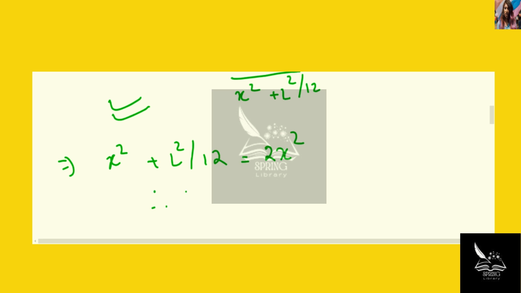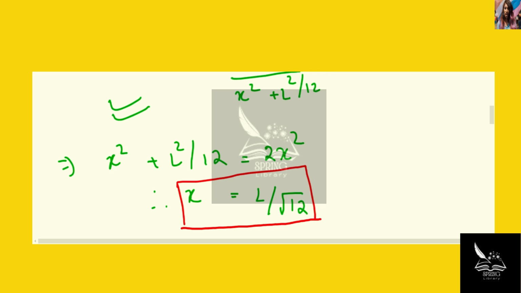Therefore, x equal to, how do we get that? x is equal to L upon root 12. So, we get maximum omega when the pivot is at a distance of L by root 12 above the center of the rod. So, the maximum omega or the angular frequency, we get it at this place.